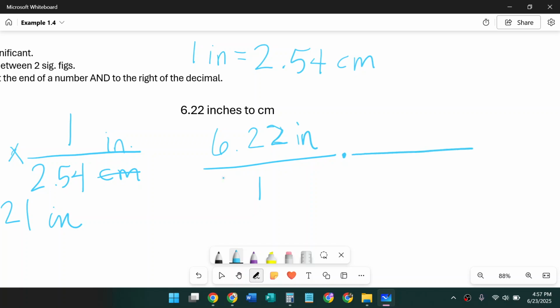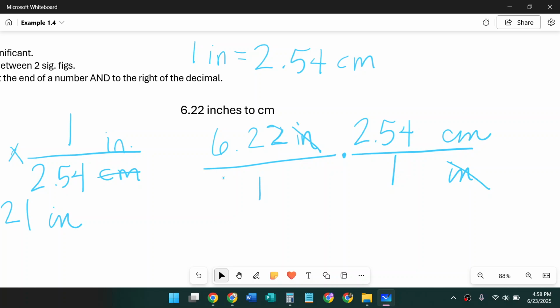We're going to multiply it by something. This time we want inches to be on the bottom, so that will cancel, and we want centimeters to be on top. So again, we just take our unit conversion and we fill in the blanks. So 1 goes down here and 2.54 goes up here. Our inches will cancel, leaving us with just centimeters. And we can just type this into our calculator.